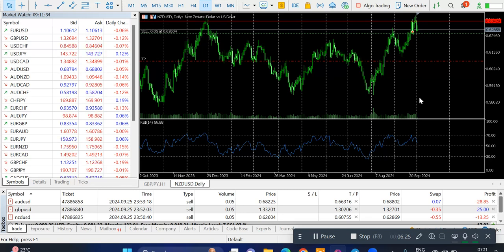So let me take that again. If there are a lot of negative releases on the New Zealand dollar and a lot of positive releases on the United States dollar, it is simple to deduce that the US dollar will gain more strength than the New Zealand dollar, which is a sell.